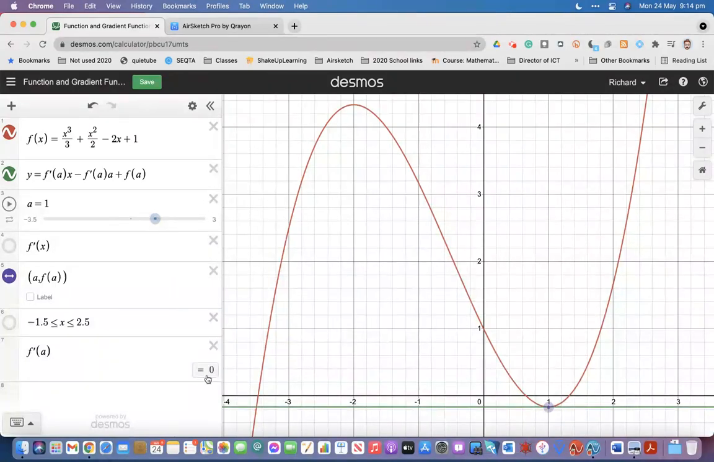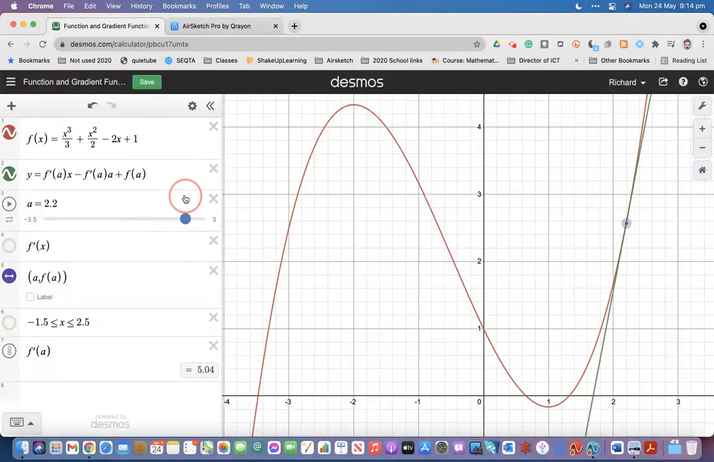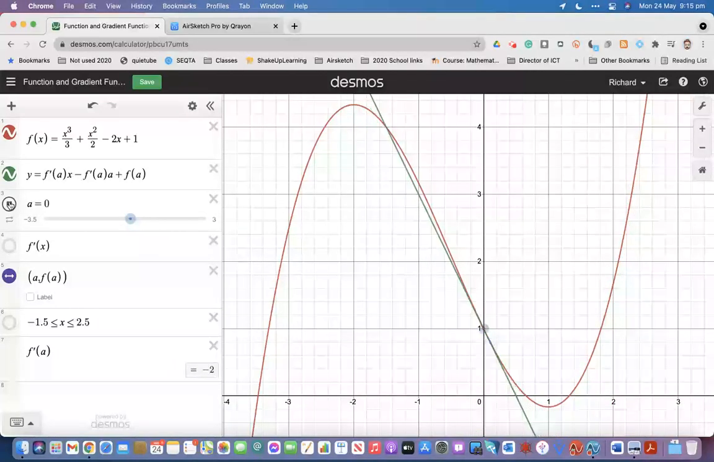F dash of A is equal to 0, i.e. at a turning point, the graph is neither increasing nor decreasing. It is 0, and then it takes off again. And if you want a lovely little roller coaster ride, you can do so. Yay! So you can see how the gradient is getting steeper and flatter until it gets zeros at the turning points as we go along there.